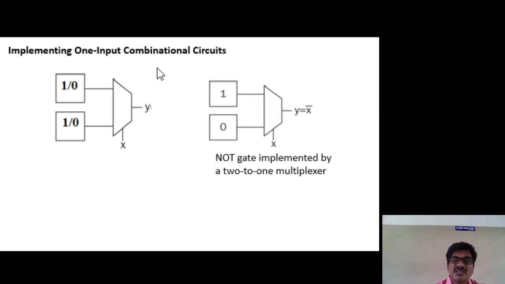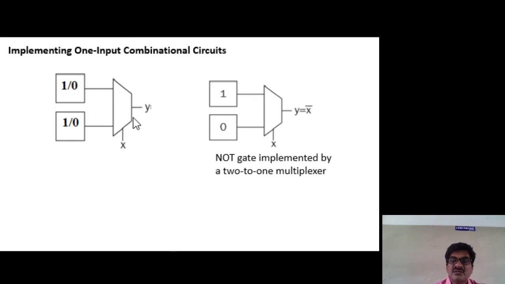A 1-input combinational circuit means a Boolean expression which consists of one variable. In the one variable case, the multiplexer size is 2 by 1. Since the multiplexer has 2 inputs, you have to use 2 flip-flops. Each flip-flop can store either a 0 value or a 1 value.